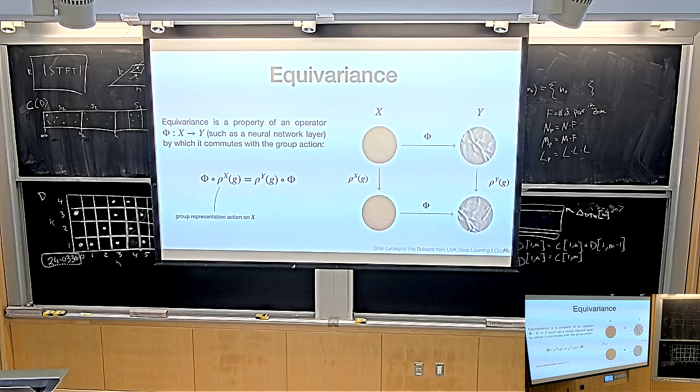Which means if I take the input image and I transform it, in this case a rotation, so I rotate it and then apply my neural network, then the neural network should give me the same output as if I take my input image, apply the neural network to it, and then rotate the output. Does that make sense? Okay, so this is the notion of equivariance. Good.